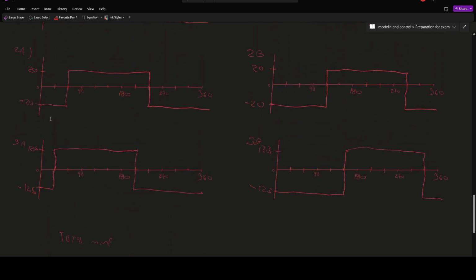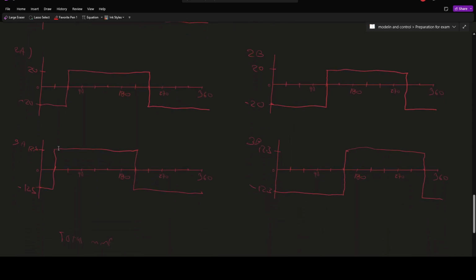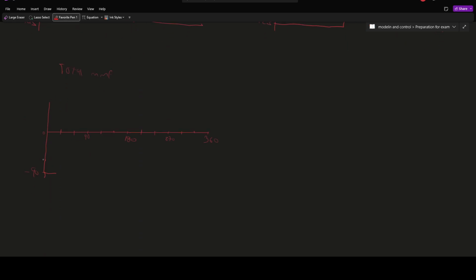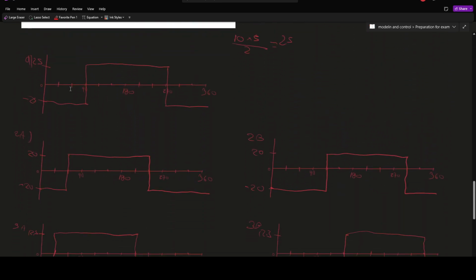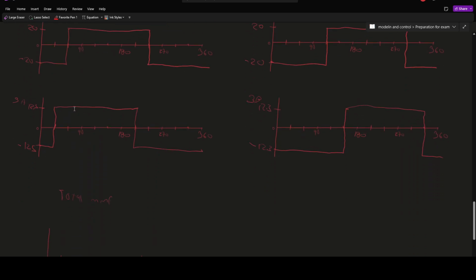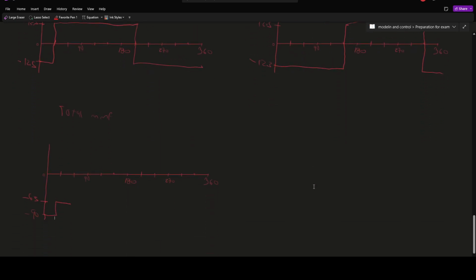Now, from 30 to 60 degrees, we have minus 25, minus 25, plus 12.5, minus 20, minus 12.5. And that's going to give us minus 65. So that's for 30 to 60. Now, from 60 to 90, we have minus 25, plus 20, plus 12.5, minus 20, minus 12.5. That's going to give us minus 25.